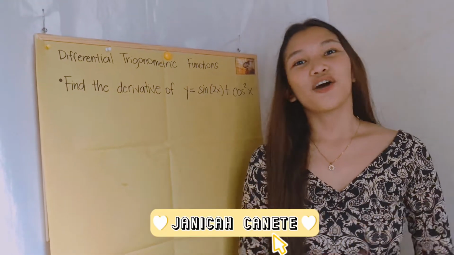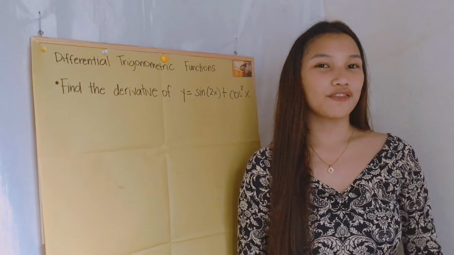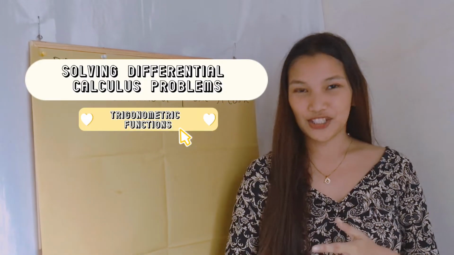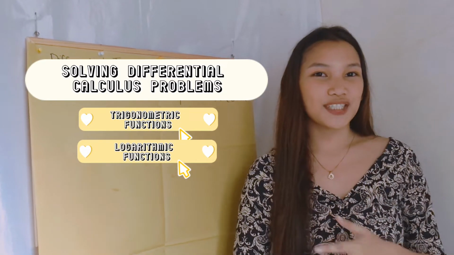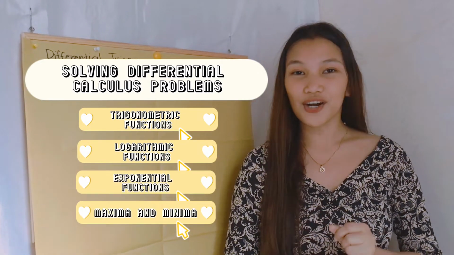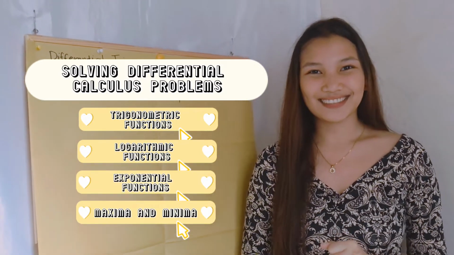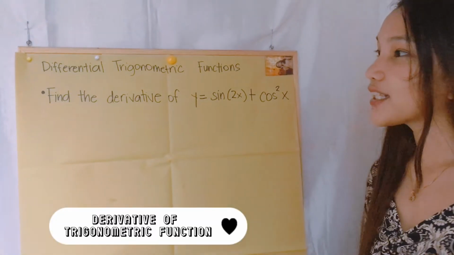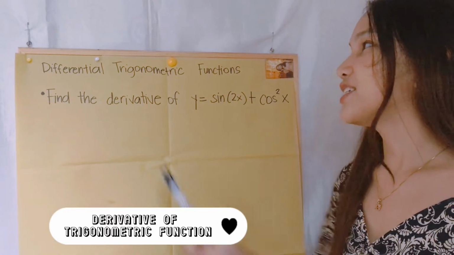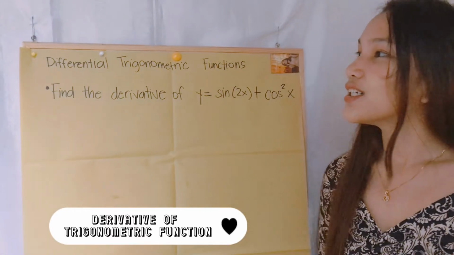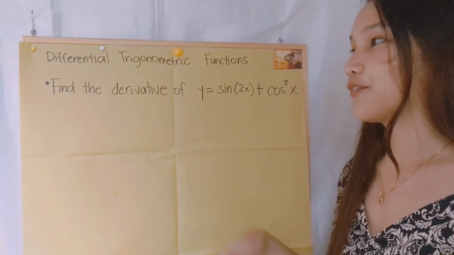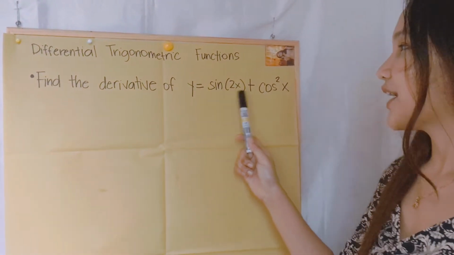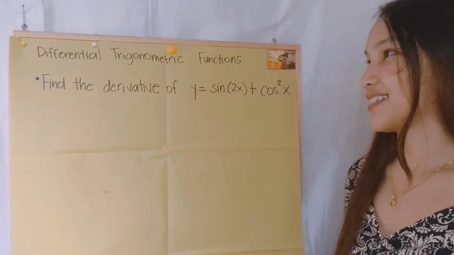Janica's channel. For this video, we'll be solving different differential calculus problems involving trigonometric function, logarithmic function, exponential function, and of course, the maxima and minima. So for our first problem, the differential calculus problem involving trigonometric functions. So we have here the first problem. Find the derivative of y is equal to sine 2x plus cos squared x.